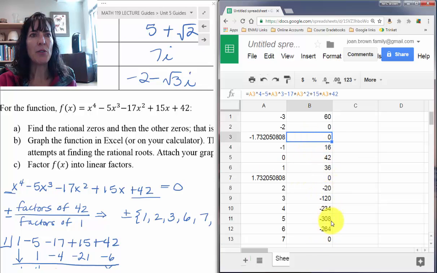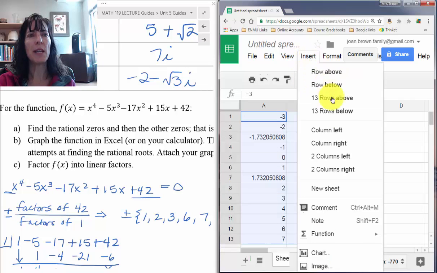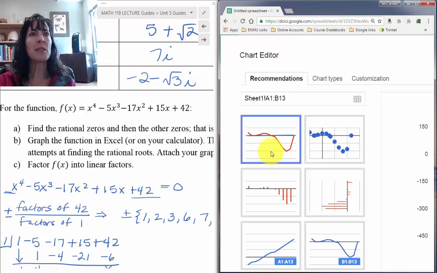And I have a bunch of big negative numbers here, and then it jumps back up to 0, which is pretty interesting. So what I want to do is see what this looks like on a graph. So I'm going to select my data and then say insert, and I want a chart, and it's giving me options for my chart.